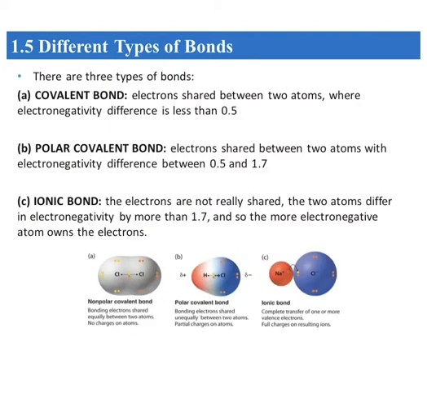Based on the electronegativity difference in atoms, we can have different types of bonds: nonpolar covalent bond, polar covalent bond, or ionic bond. Covalent bond is the result of sharing unpaired electrons between two atoms. If the electronegativity difference between those atoms is less than 0.5, we have a covalent bond or nonpolar covalent bond. If that difference is between 0.5 to 1.7, we have a polar covalent bond.